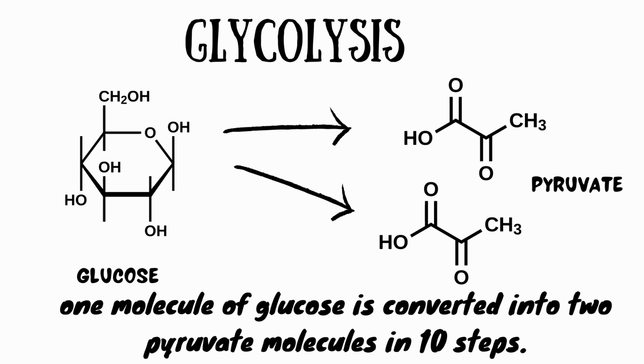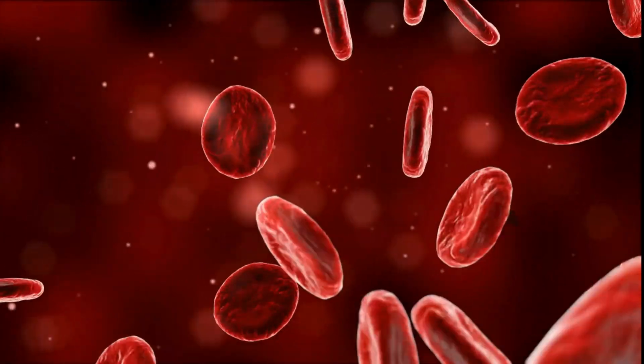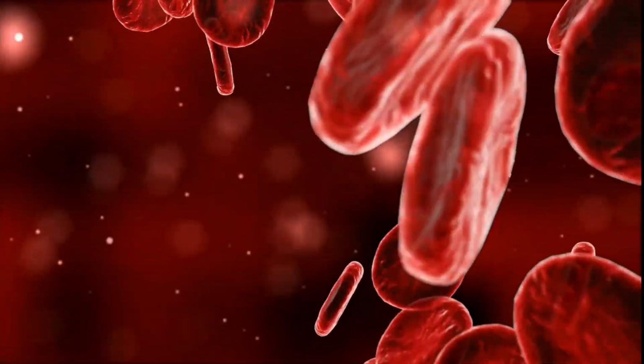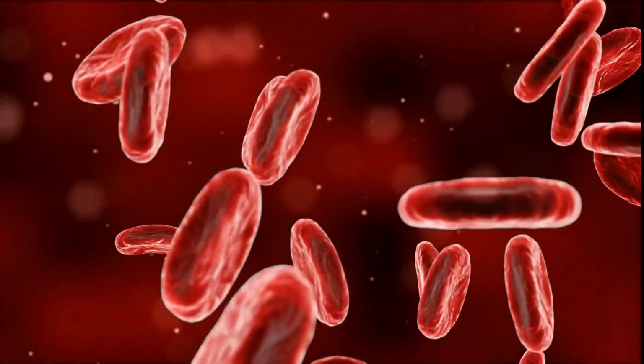The overall thing that we need to understand at this point is that we start with glucose, which has 6 carbons, and we end up with 2 molecules that have 3 carbons. The molecule that we end up with is called pyruvate. And this is the molecule that will proceed to the second checkpoint. The fate of pyruvate in the cell will depend on whether the cell has access to oxygen or not.